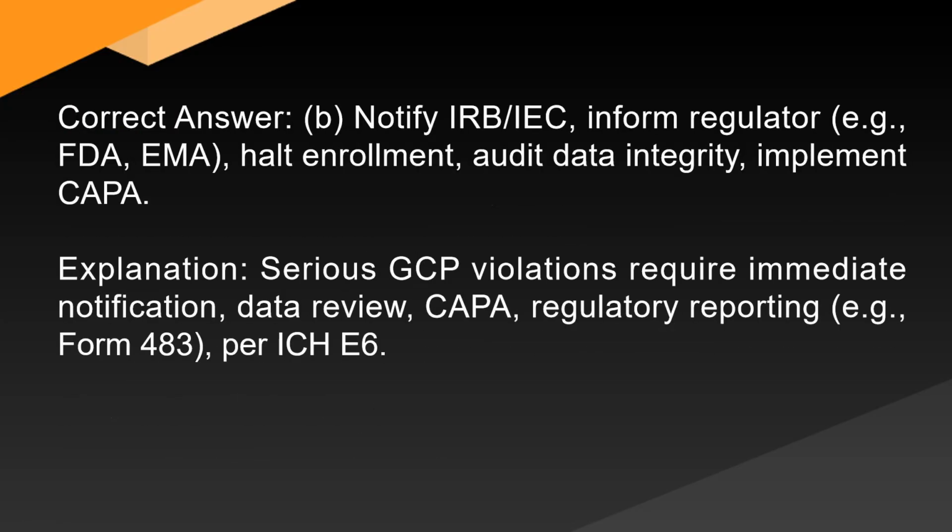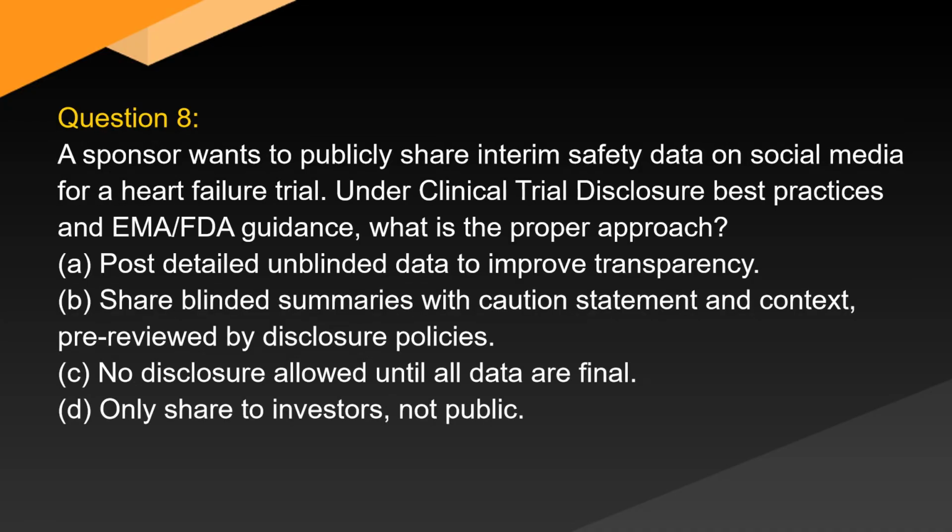Correct answer. B. Notify IRB/IAC, inform regulator, e.g., FDA, EMA, halt enrollment, audit data integrity, implement CAPA. Explanation. Serious GCP violations require immediate notification, data review, CAPA, regulatory reporting, e.g., Form 483, per ICH E6. Question 8. A sponsor wants to publicly share interim safety data on social media for a heart failure trial.